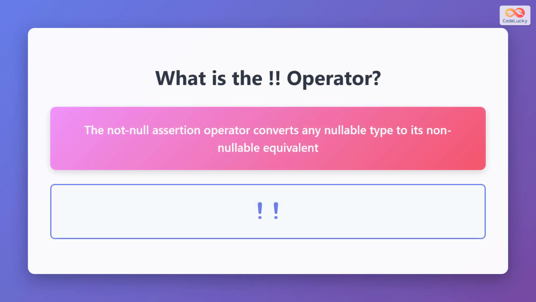The double exclamation mark operator is called the not-null assertion operator. Its primary purpose is to convert any nullable type into its non-nullable equivalent. Essentially, when you use this operator, you're telling the Kotlin compiler that you are certain the value is not null, and you want to treat it as a non-nullable type.